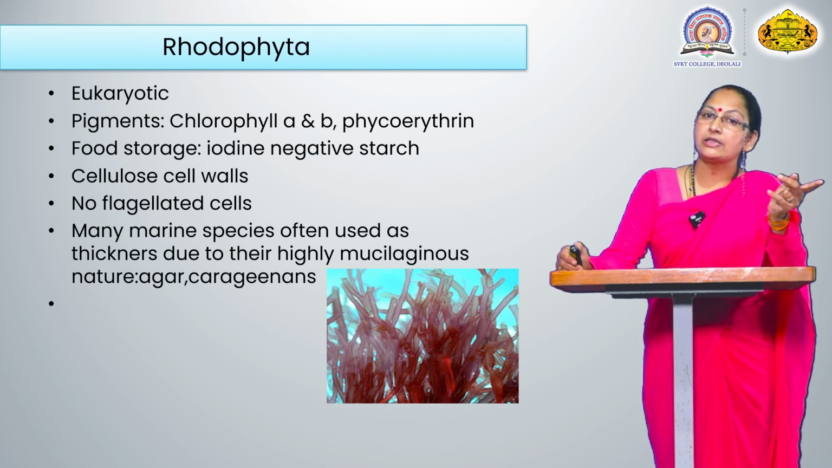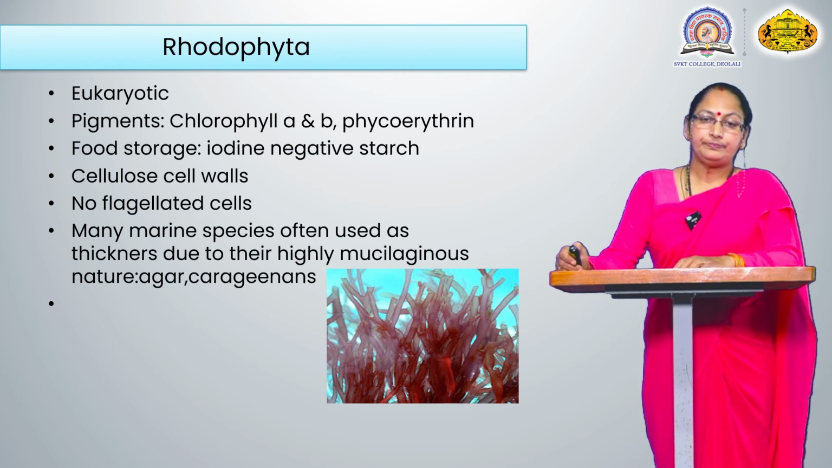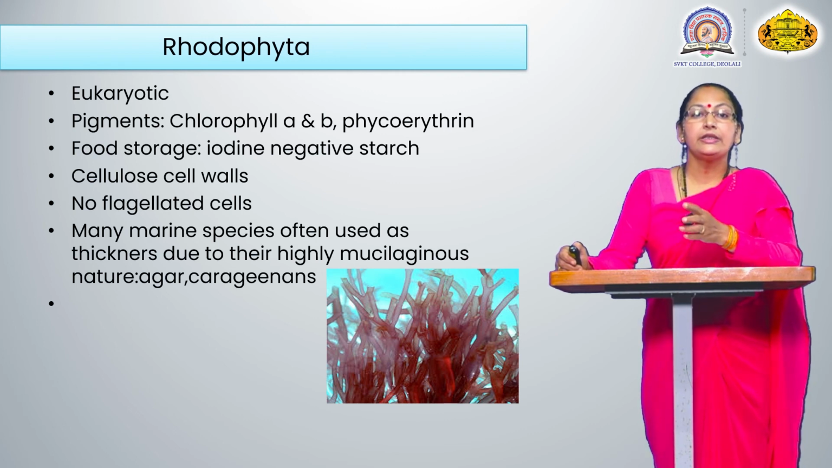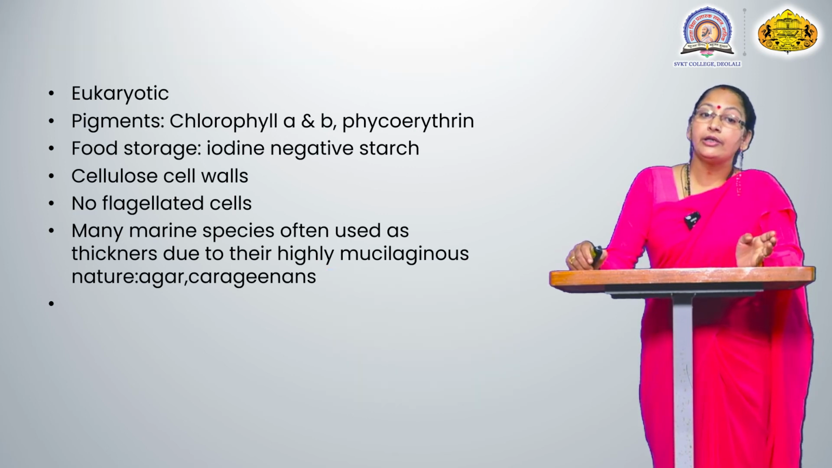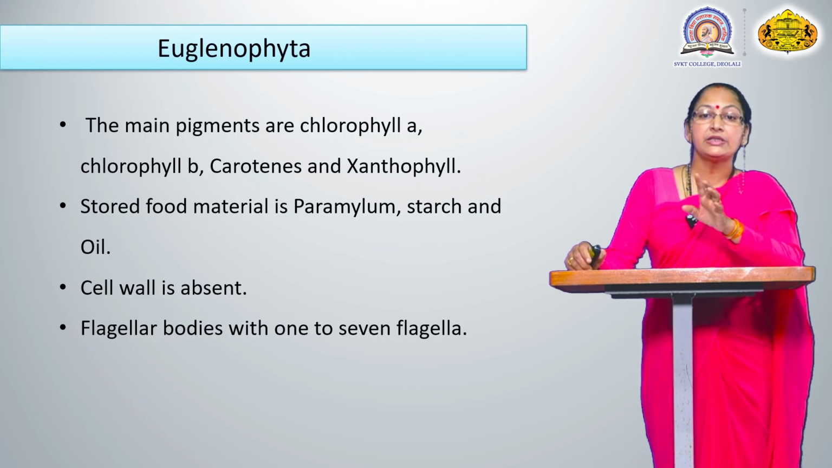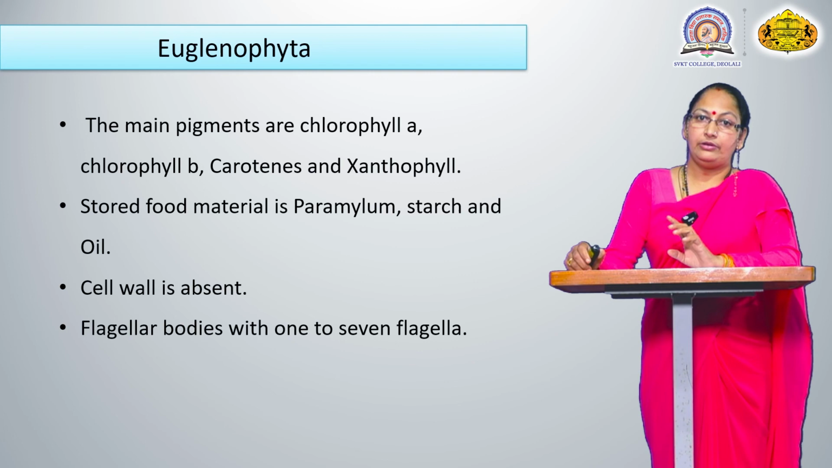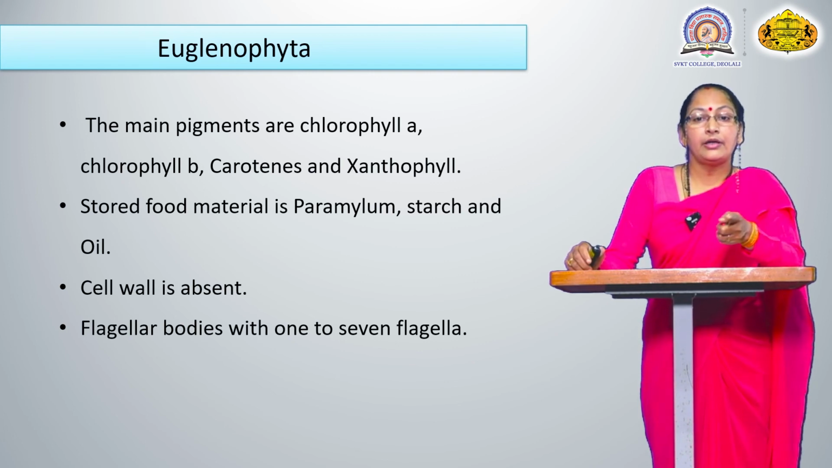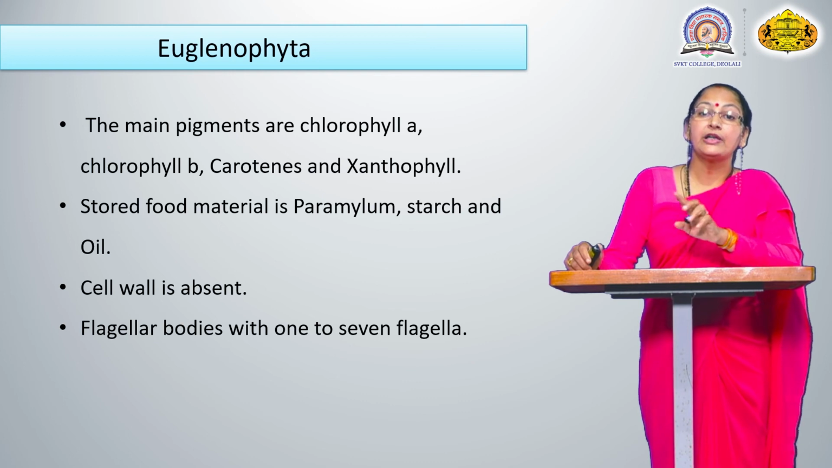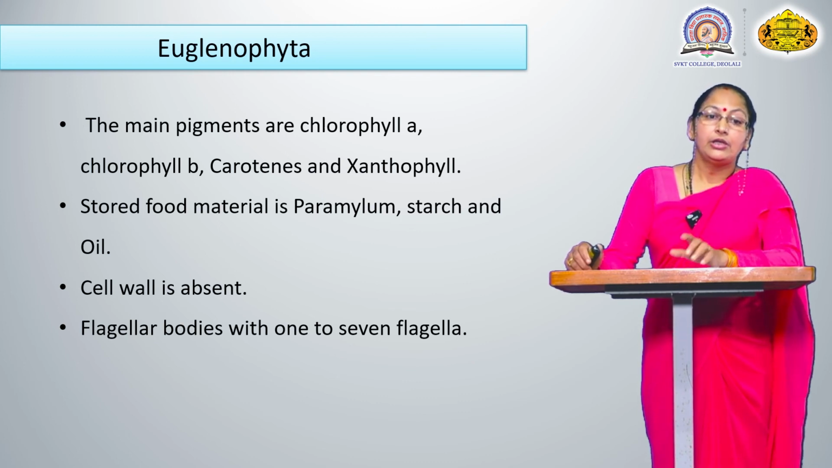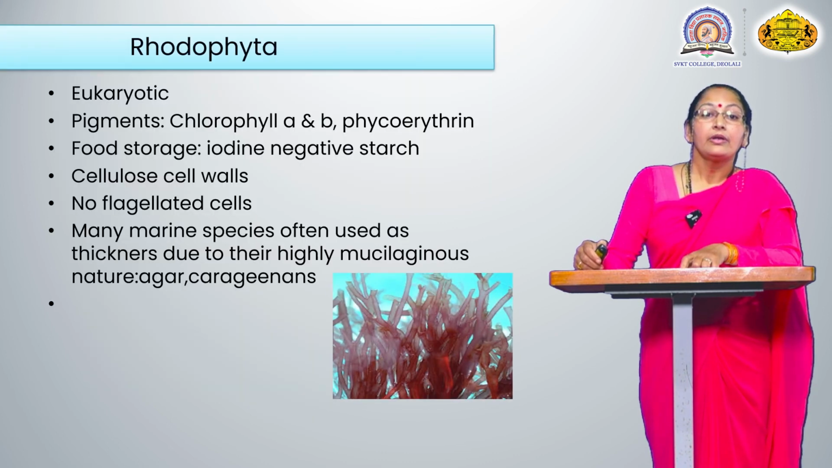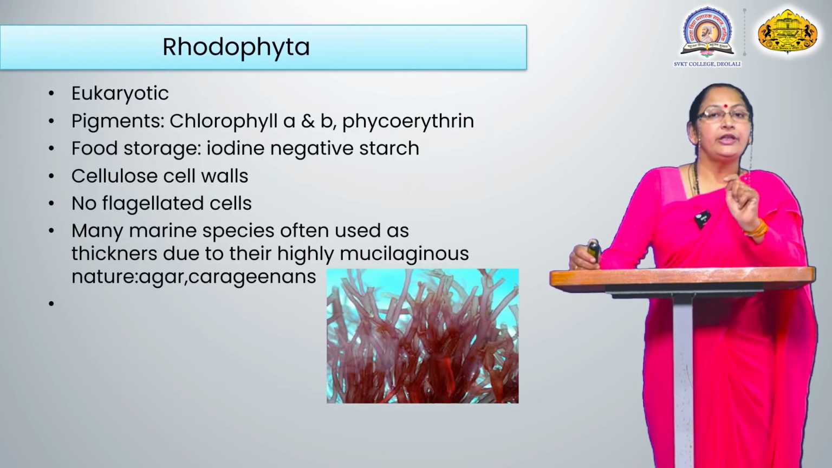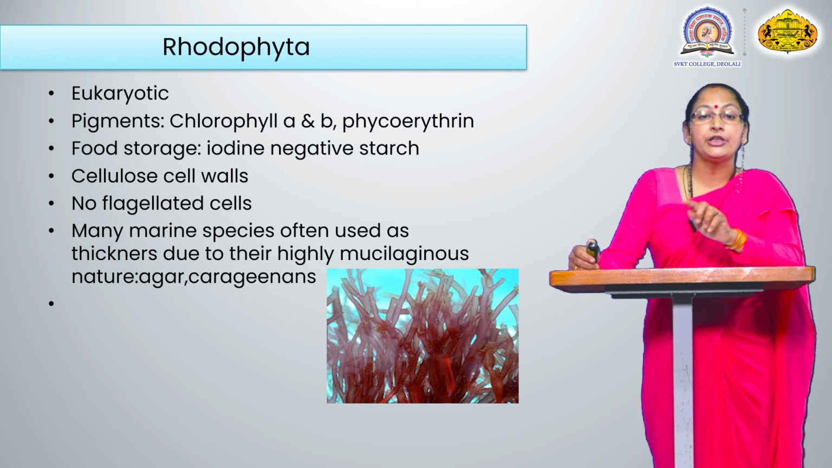Students, in the last lecture we saw the Cyano and Chloro, and in today's lecture we saw the Rhodo and Eugleno. In Euglenophyta the main pigments are chlorophyll A, chlorophyll B, carotenes and xanthophyll. In Rhodophyta a different pigment, carotenoids, is present. The stored food material in Euglenophyta is paramylon, starch and oil, but in Rhodophyta the reserve food material is iodine-negative starch.